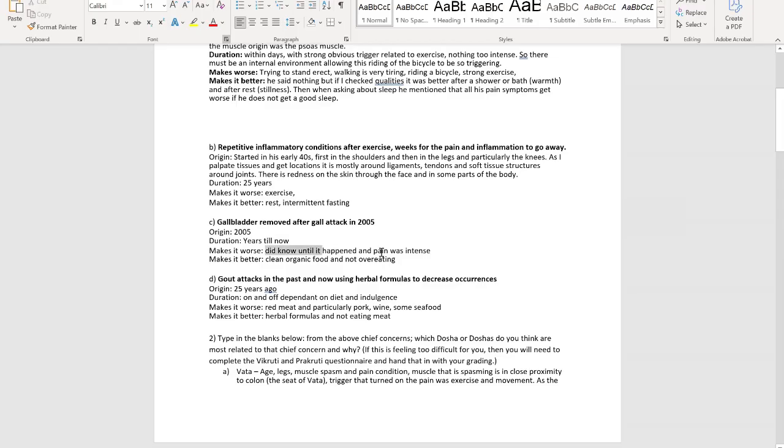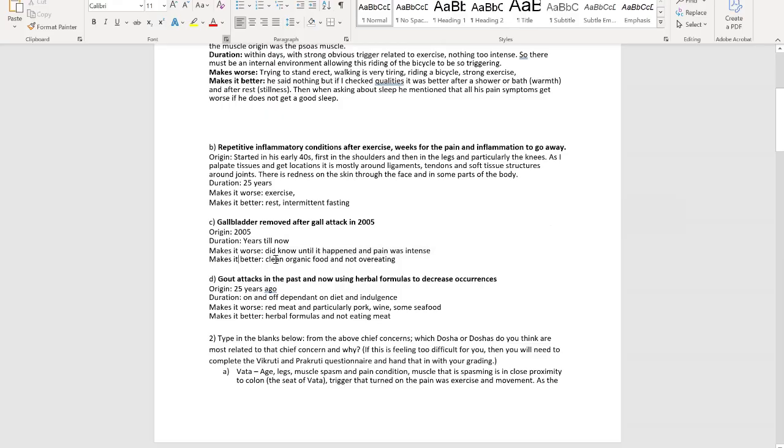What makes it worse? He didn't really know until the pain was just intense and boom, I'm having a gall attack. So that straight away shows me that he's not as aware of the subtle quality symptoms of imbalance that may have been taking place, and he may require some education on how to know what are those subtle ways that the body's becoming imbalanced before it throws out strong, intense symptoms.